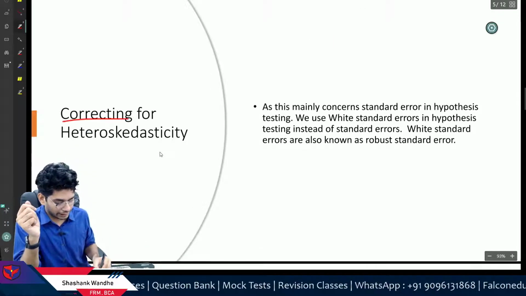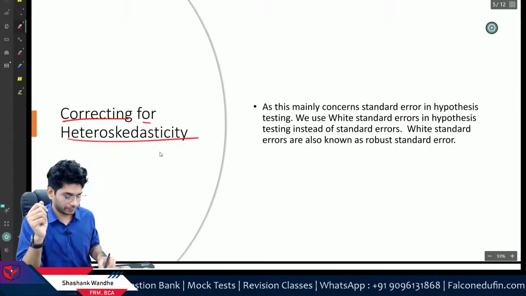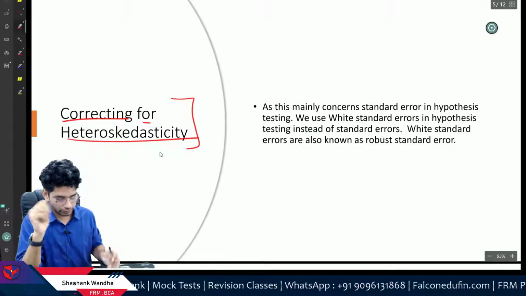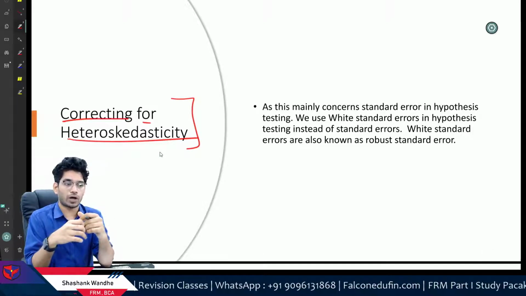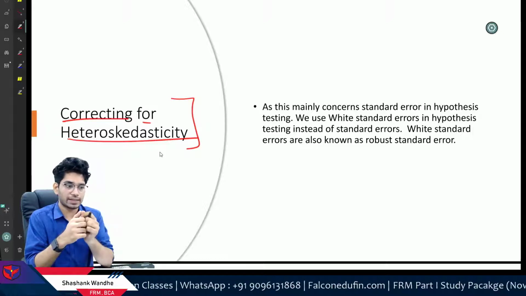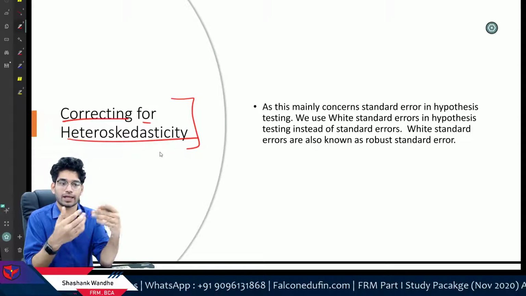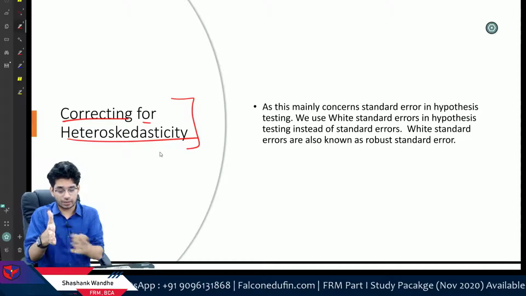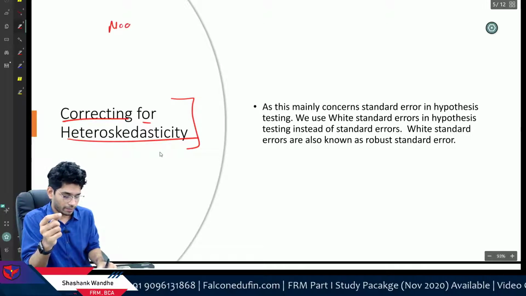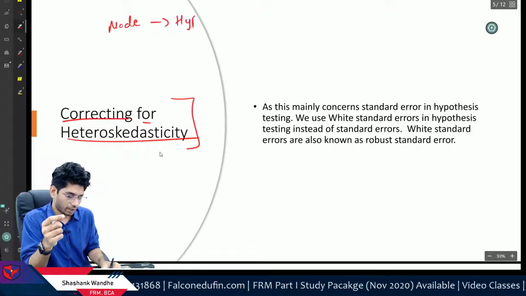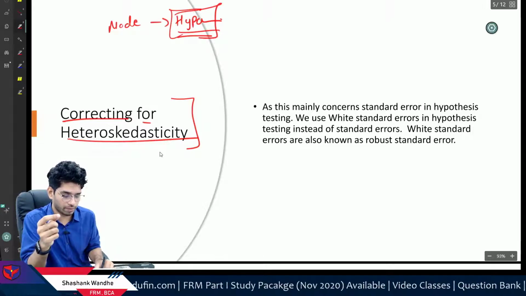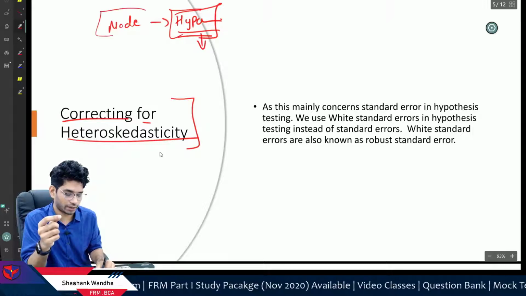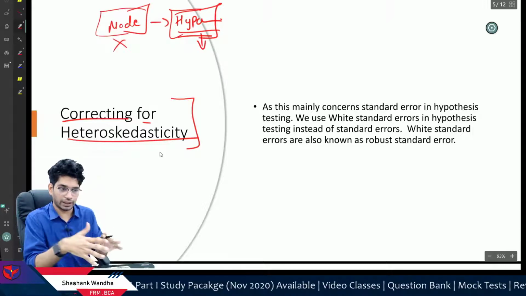Now next is correcting heteroskedasticity. How to correct it? First, you identified it using the scatter plot or using your chi-square test. And now your concern is correcting that problem, because this is your model and then you do the hypothesis testing. So our problem is related to the hypothesis testing. So we will work on this part only and not this part. So this is unaffected, right?